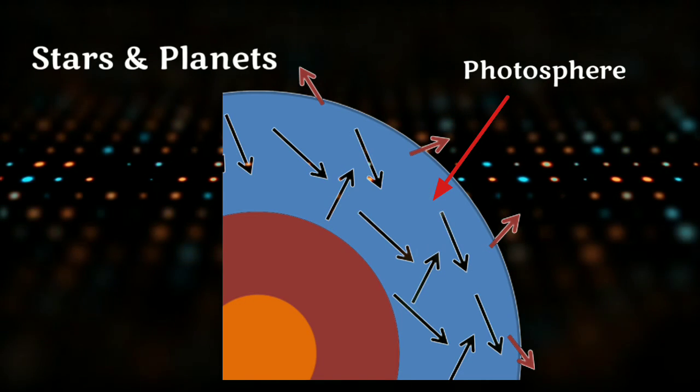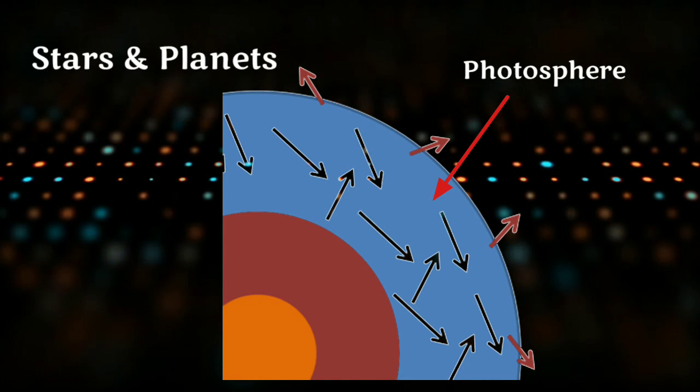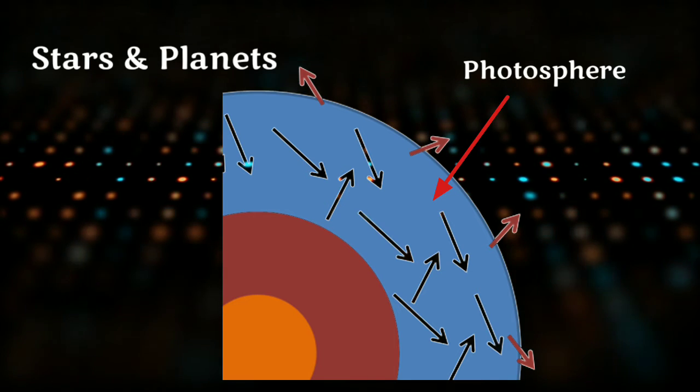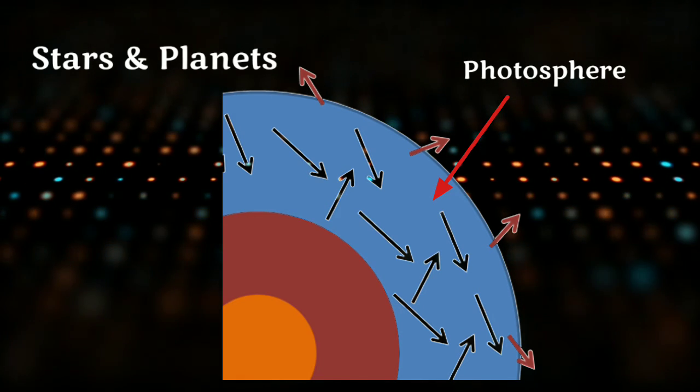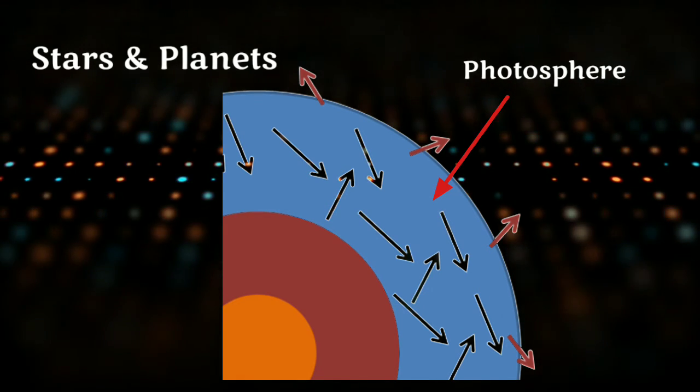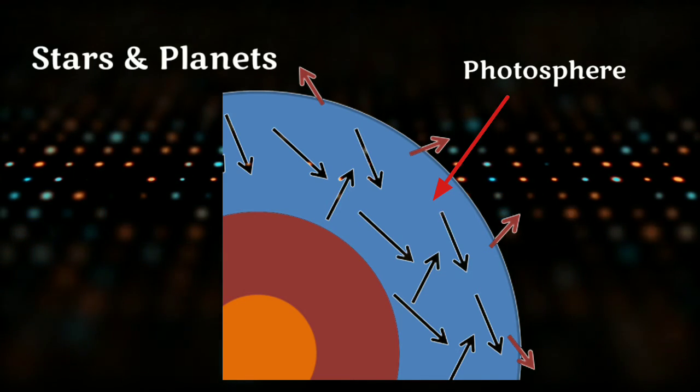Changes in the core lead to changes in the supply of energy to the photosphere, which cause changes in the energy of the escaping radiation. By observing the changes in the radiation, we can study the changes in the core of the planet or star.